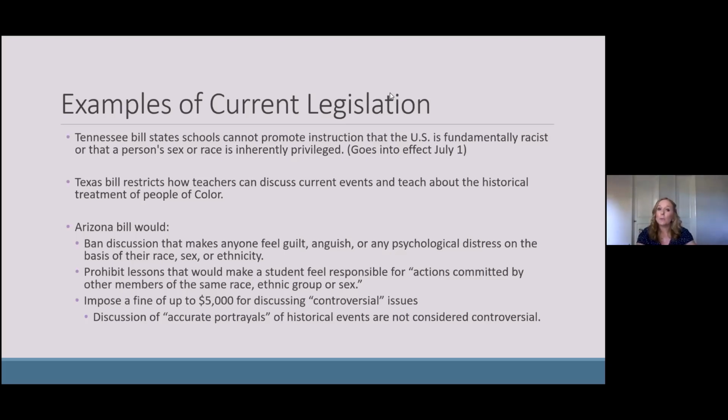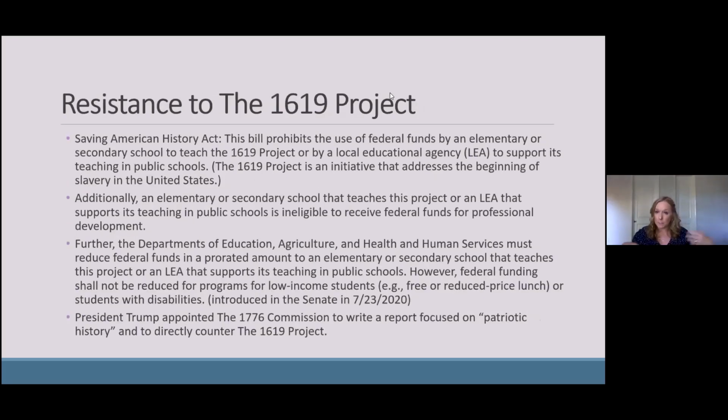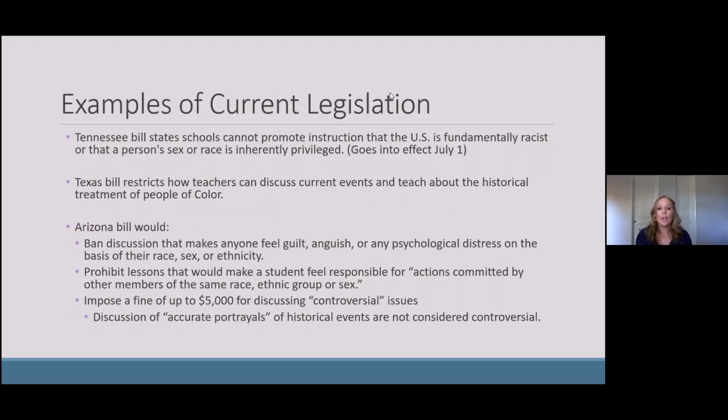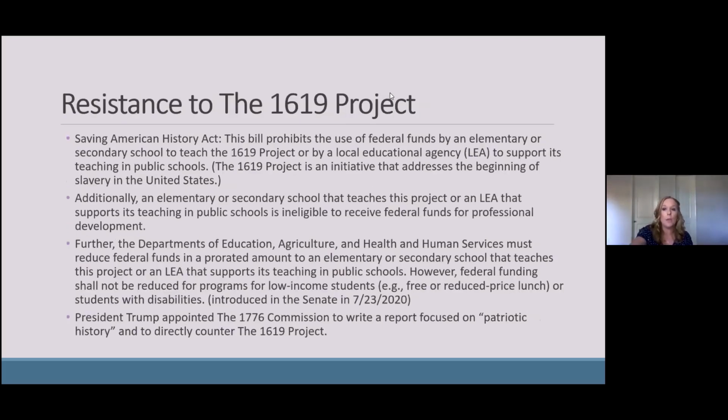And then also we have a fine of up to $5,000 for discussing controversial issues. But then it says discussion of accurate portrayals of historical events are not considered controversial, which now brings us to the concept of the 1619 Project. So if we go back, you can't discuss a controversial issue, but you can discuss accurate portrayals of historical events. So if we look at the 1619 Project, do we deem that as a controversial issue, or do we deem that as an accurate portrayal of a historical event?